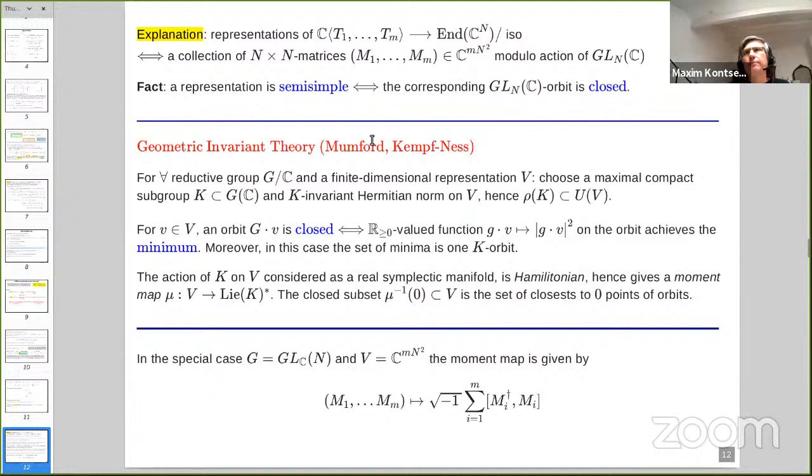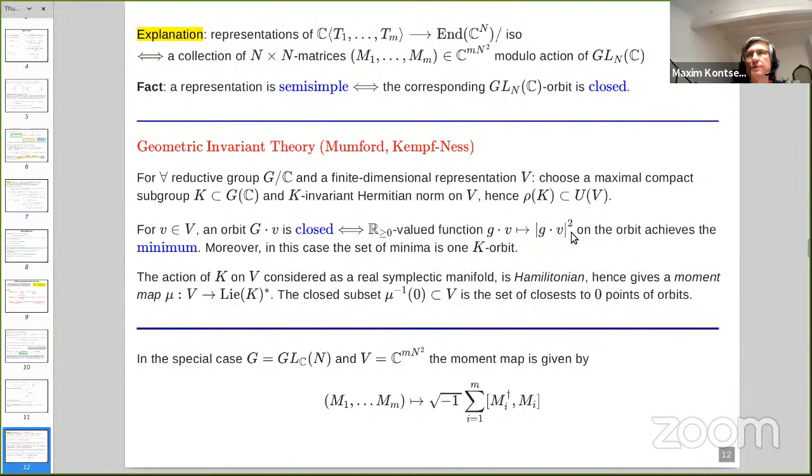Now I will make a very brief review of geometric invariant theory and its relation to moment maps, by Mumford and Kempf-Ness, from the symplectic side. If you have a reductive group, let's say over the complex numbers, and a finite dimensional representation, choose a compact subgroup, and for the compact subgroup you get an invariant Hermitian norm, so embed it into the unitary group. Now, suppose I have a vector such that the orbit is closed. Then, because it's closed, the function, the square of the length, which is bounded below, achieves its minimum.